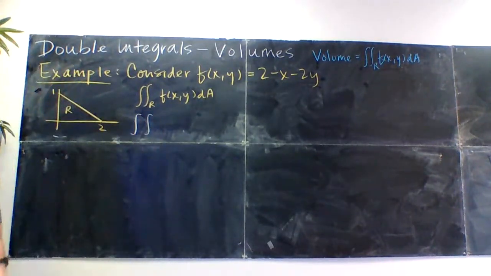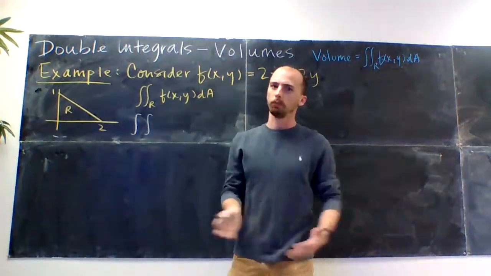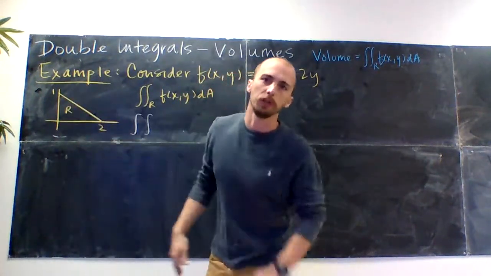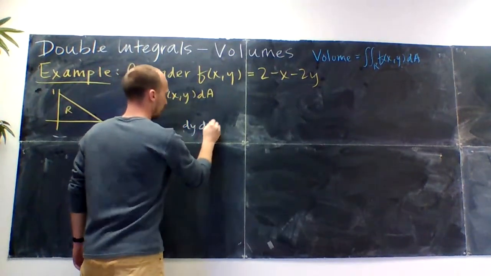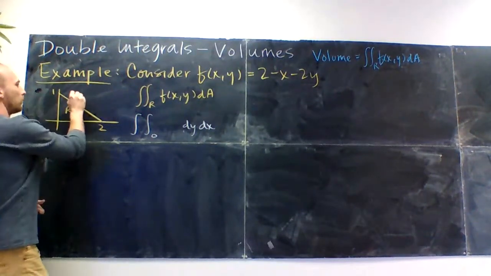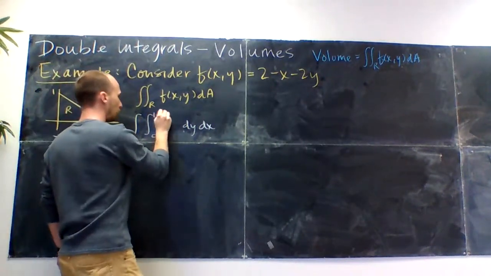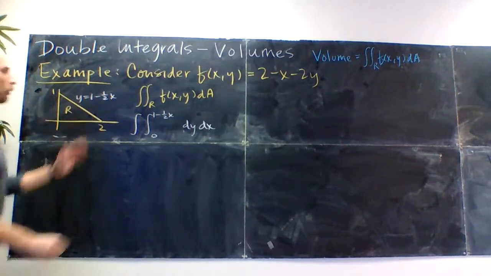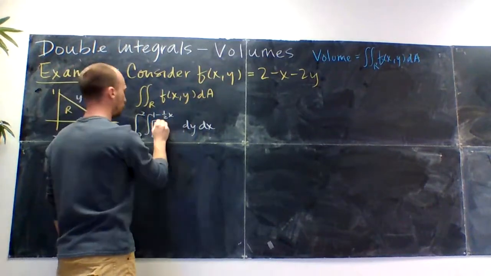This is both vertically and horizontally simple, but I don't have an equation for this thing, and I tend to default to y equals, right? And so I'm going to let y run from 0 up to the y equals equation of this line. So I'm going to do dy first, and then dx. This is, I think, 1 minus half of x, yeah. And then dx, where x is running from 0 to 2. And then I put in my integrand. I didn't really leave enough room, but 2 minus x minus 2y.